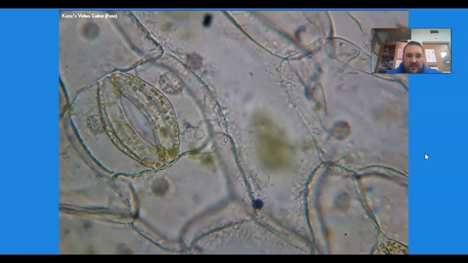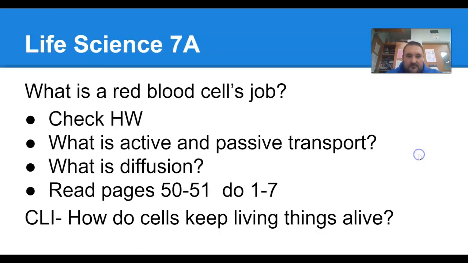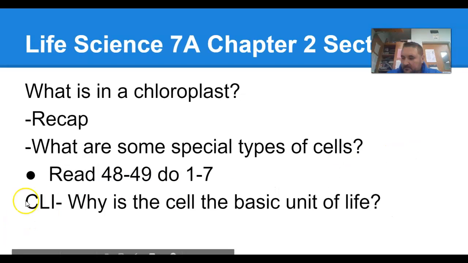There you can see it slowly closing. Well, ladies and gentlemen, that concludes our lesson on different types of cells and how they are specialized for certain things.